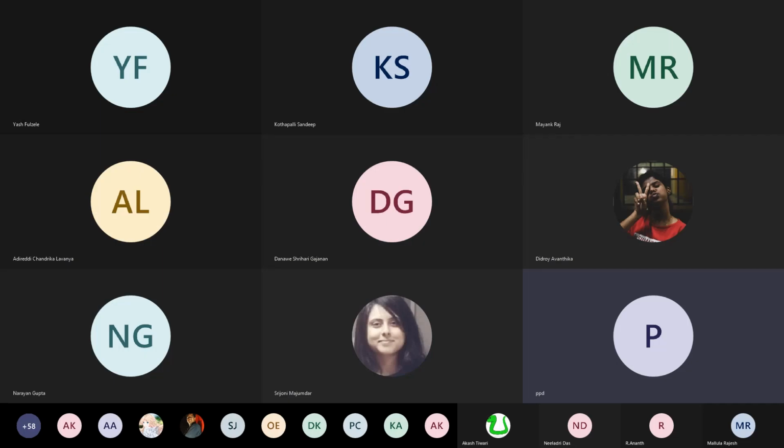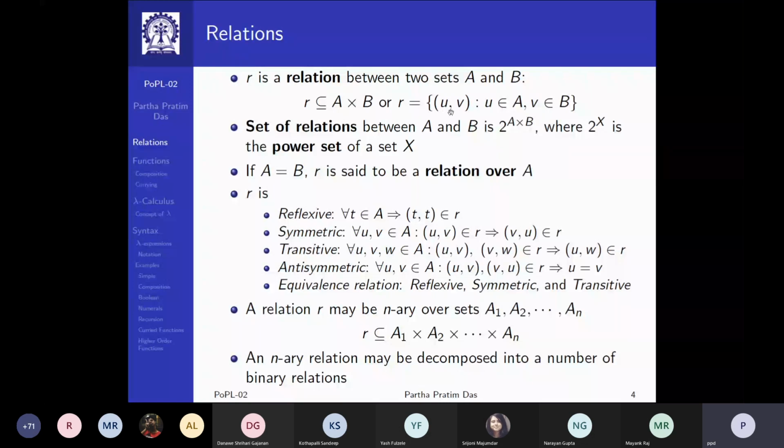So if (u, v) belongs to relation R, then u comes from A and v comes from B. Naturally, since a relation is a subset of the Cartesian product, the set of possible relations between A and B is the power set of the Cartesian product, which is written as 2 to the power A cross B. Now, very specifically, oftentimes A and B could be the same set.